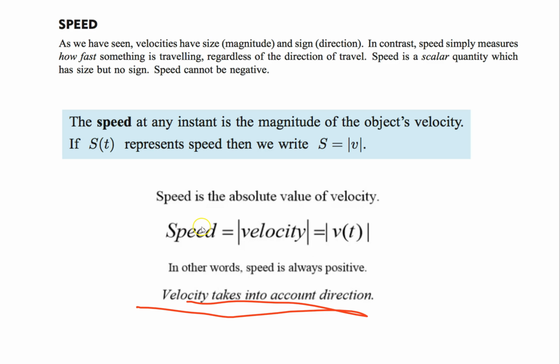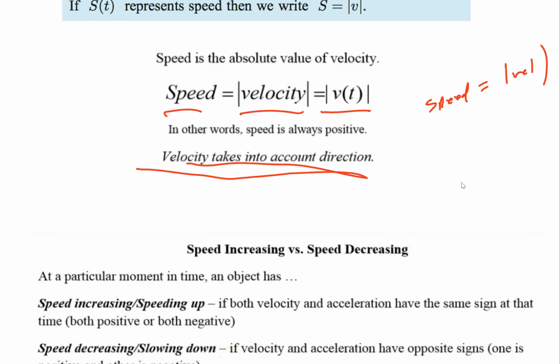Speed doesn't care about that. Speed sees this absolute value of velocity, right? Speed's always positive. That's all it is. So just keep that in mind. Speed is always positive. It is the absolute value of velocity. So you find velocity, take the absolute value of that, and you've got speed, since this is how fast you're going.